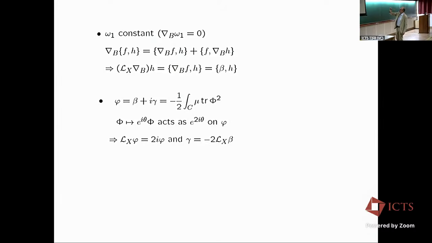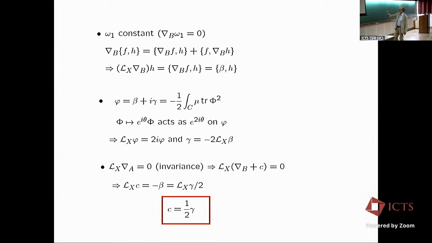But now let's look at this. So beta was the real part of an imaginary entity. And the scaling action of e to the i theta acts as e to the 2i theta on phi, because trace phi squared, of course, is transformed by e to the 2i theta, where we rescale phi by e to the i theta. So if we take the Lie derivative of that action, you see that the Lie derivative of phi is 2i phi. So that means that gamma is minus twice the Lie derivative of beta.